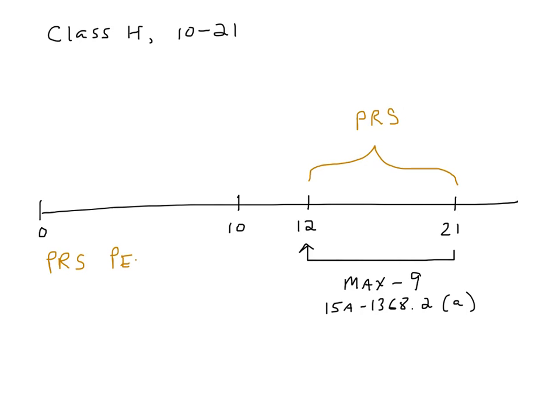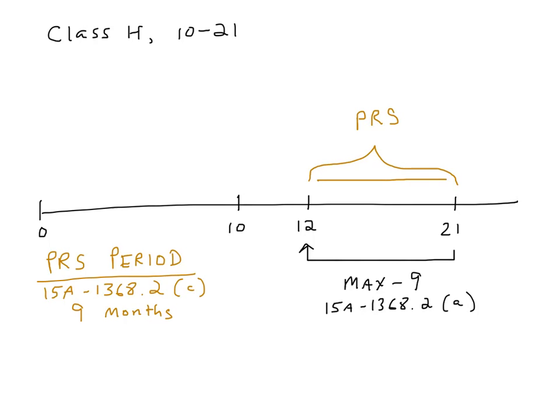The length of the post-release supervision period is governed by another subsection of the same statute, 15A-1368.2 subsection C, which says that for a Class F through I felon, the period of post-release supervision ordinarily is 9 months. So the person is on post-release supervision for 9 months with these remaining 9 months of imprisonment hanging over their head.